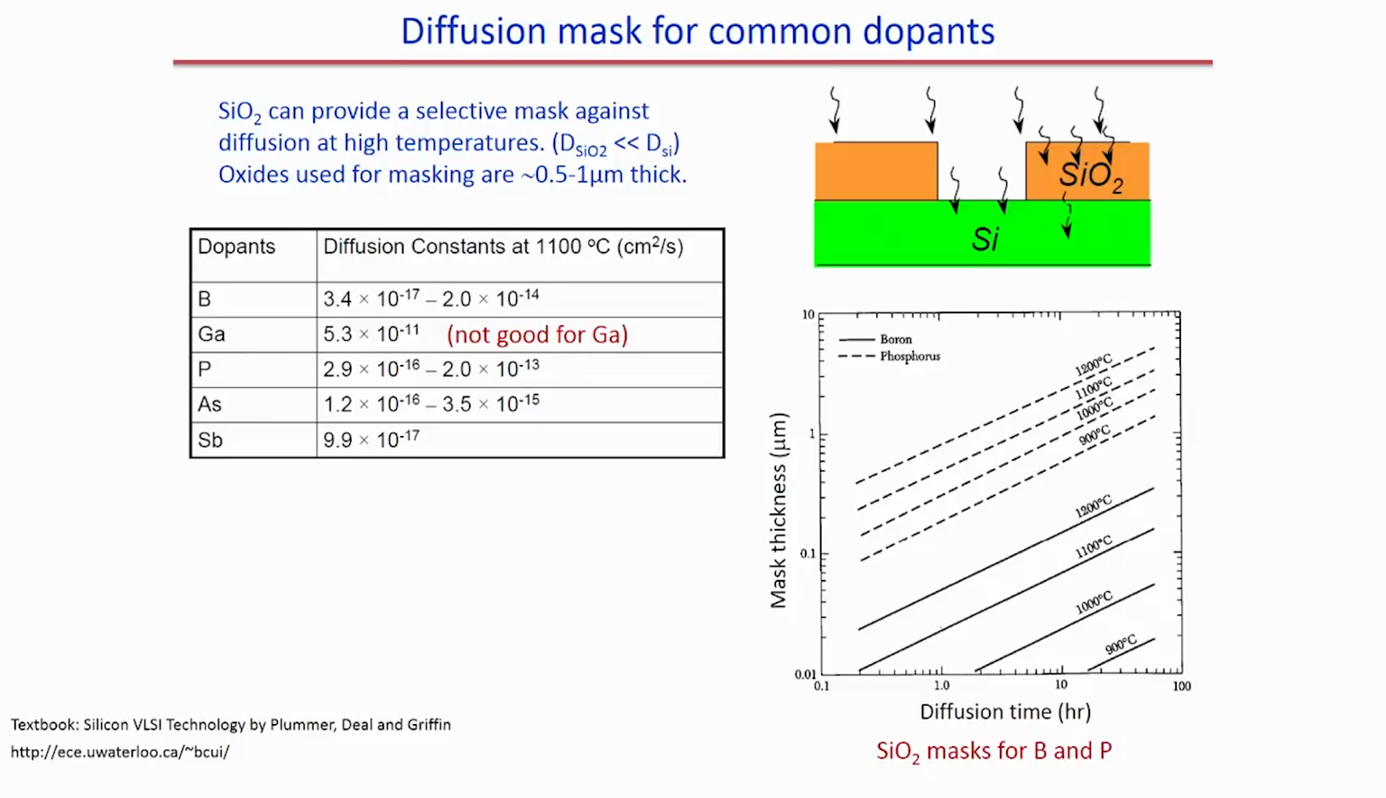Now, what kind of common dopants can we use? If you go back to the screen, you will find that there are several common dopants, that are boron, Ga, phosphorus, As, Sb, arsenide.